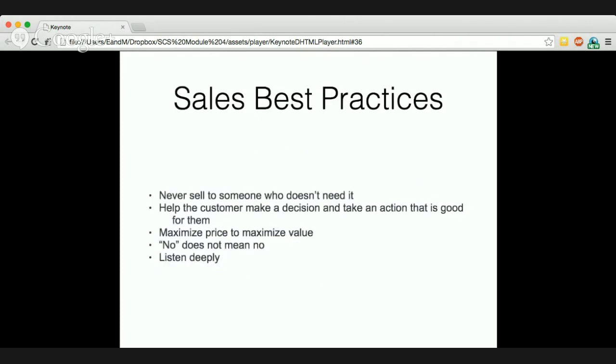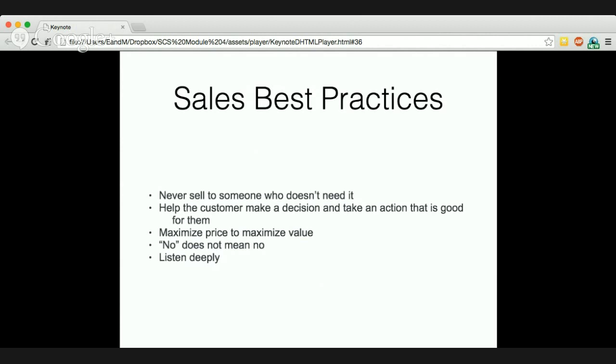So I put together some sales best practices for you that if you're new to sales, I think this will be good guiding wisdom. And if you've been doing it a long time, just see, are you doing these things, and what specifically are you doing that's aligned with these best practices?